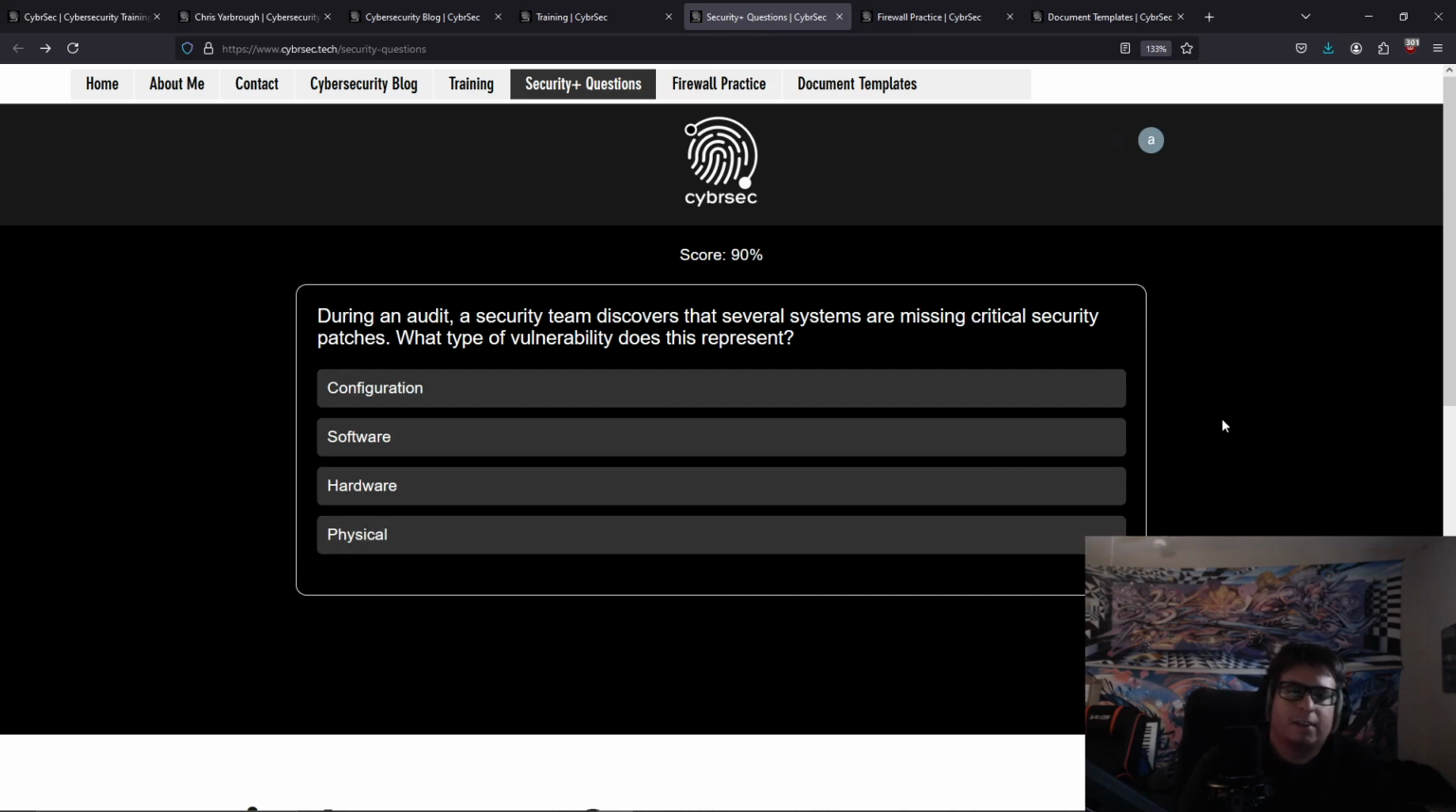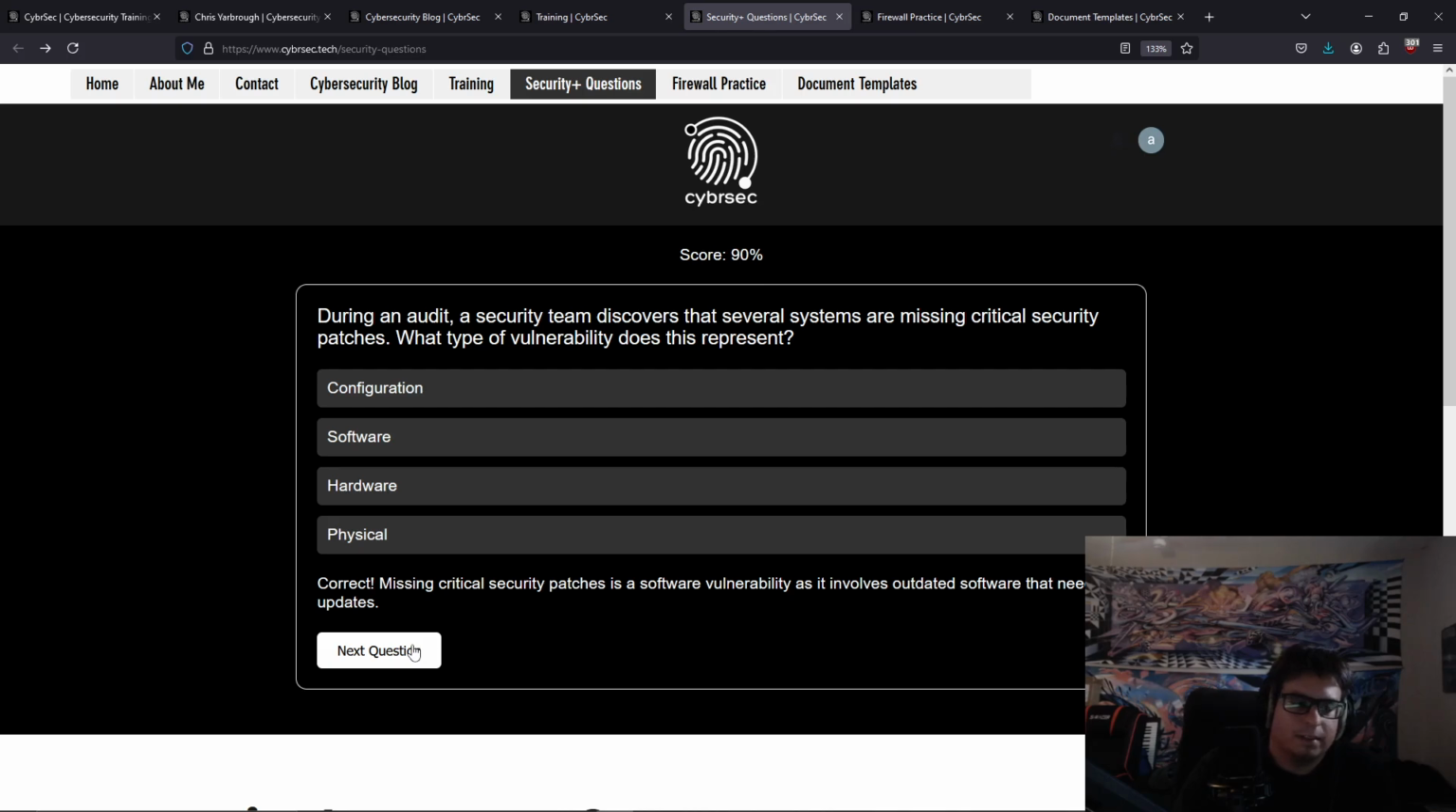Correct. During an audit, a security team discovers that several systems are missing critical security patches. What type of vulnerability does this represent? Missing security patches would be software. Correct.